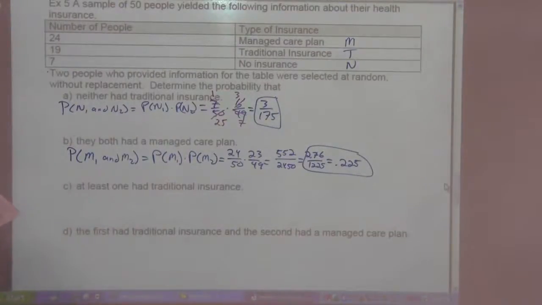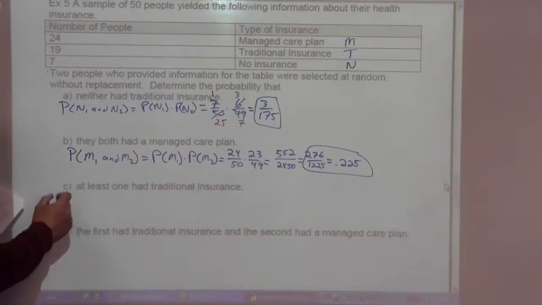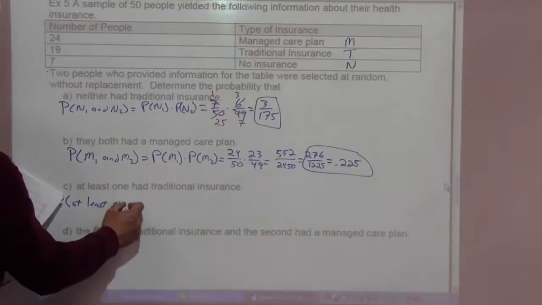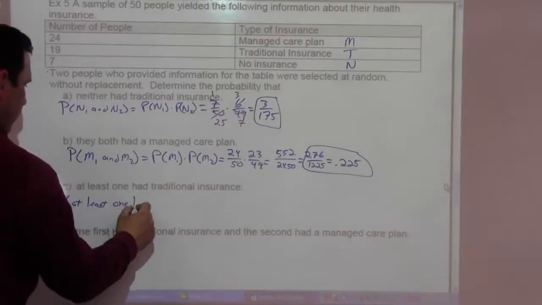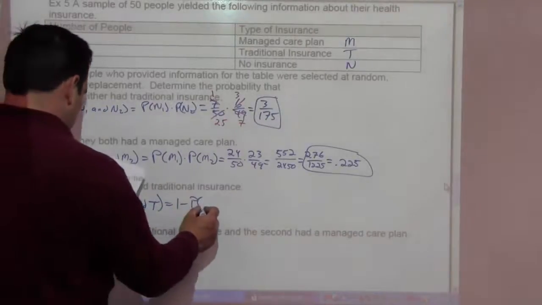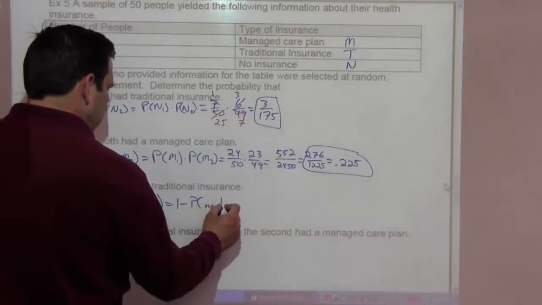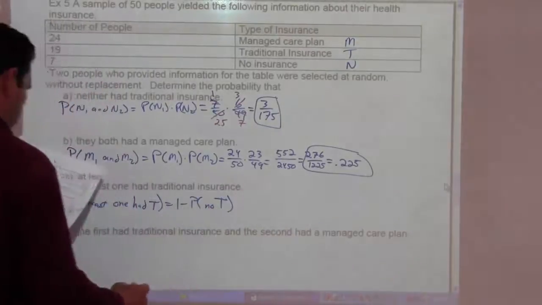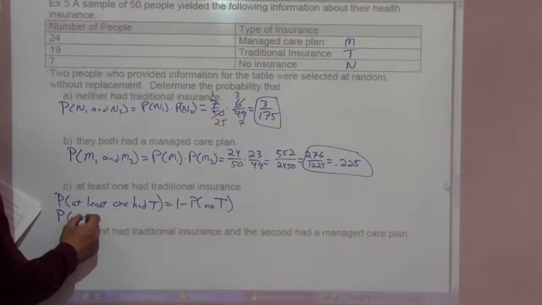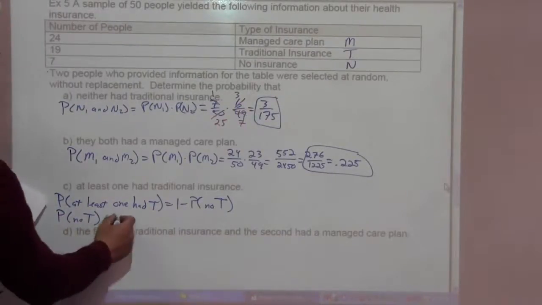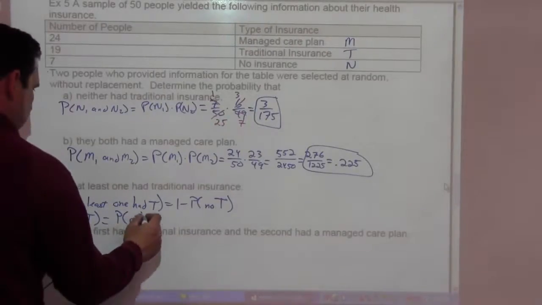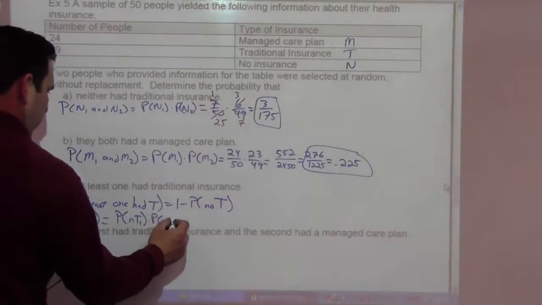In the third case, at least one had traditional insurance, so the probability of at least one had traditional, that's 1 minus the probability that none had traditional. So the probability of no traditional is going to be the probability of no traditional for the first one times the probability of no traditional for the second one.